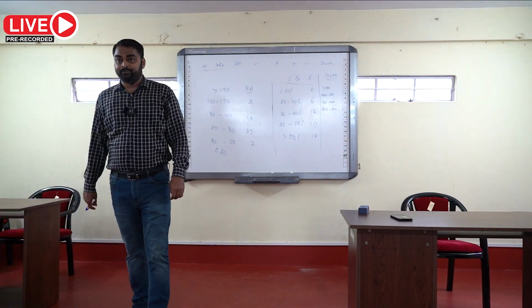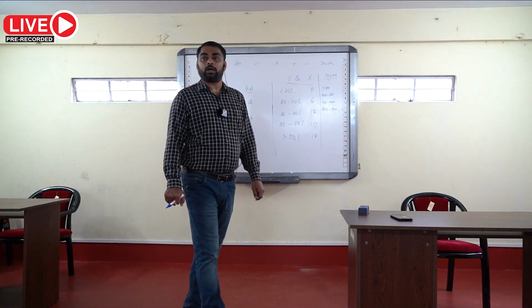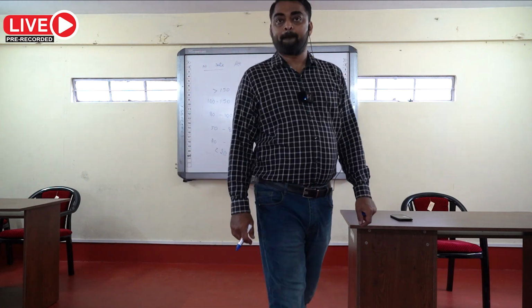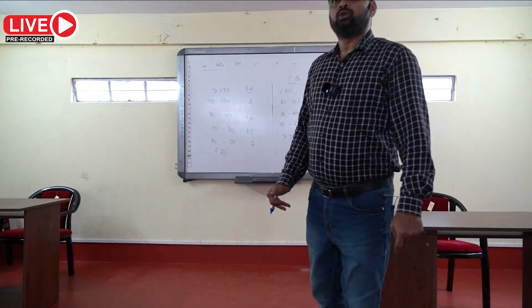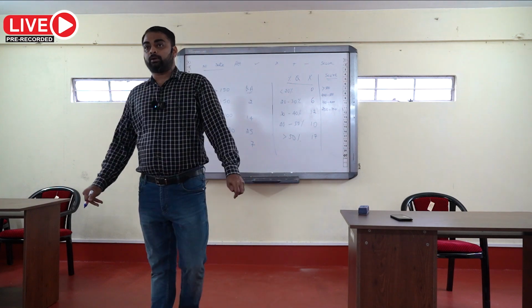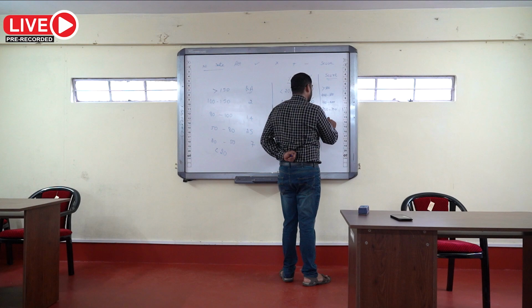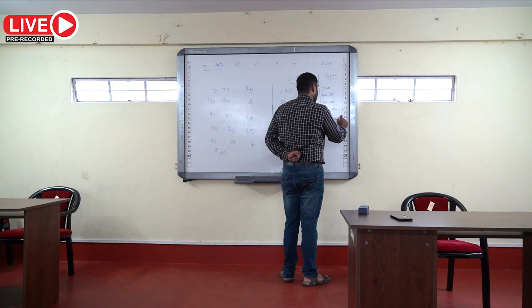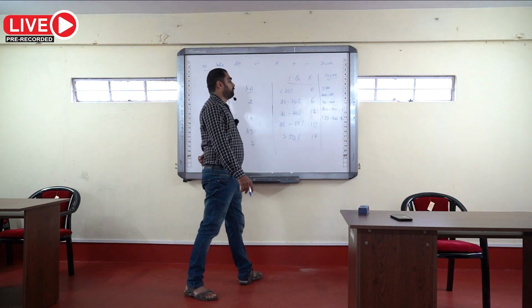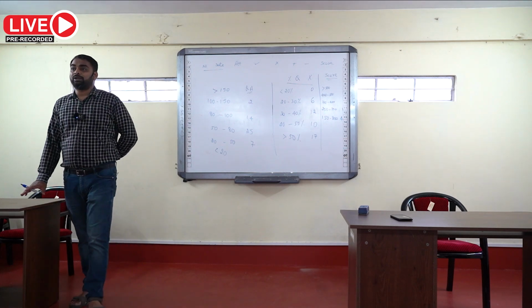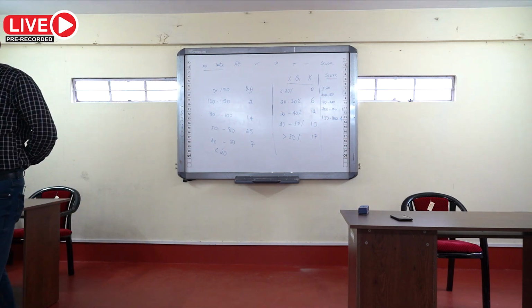150 to 200. How many of you have got 150 to 200? 1, 2, 3, 4. 4 of you have got 150 to 200. Then 100 to 150.